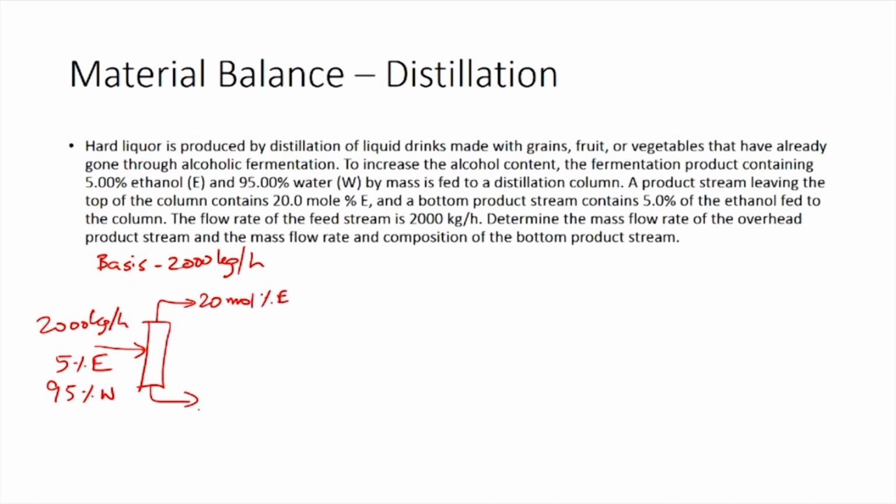and the bottom stream contains 5% of the ethanol fed. You need to be careful, you need to understand that the problem statement clearly says 5% of the ethanol which is entering the system leaves through the bottoms. This 5% does not represent a mass percentage or a mass fraction of the stream. So this has nothing to do with the composition of your bottom stream. It only says that 5% of ethanol which is entering into the distillation column leaves through the bottoms, which would mean the rest would be leaving through your distillate.